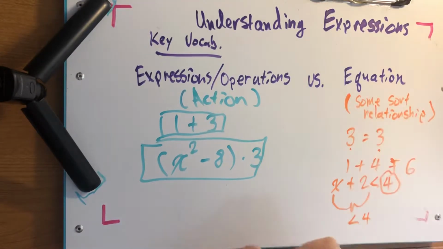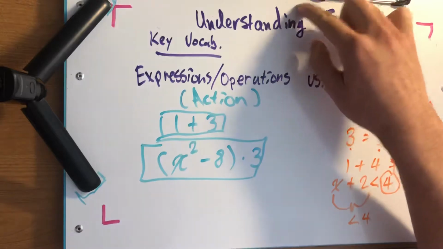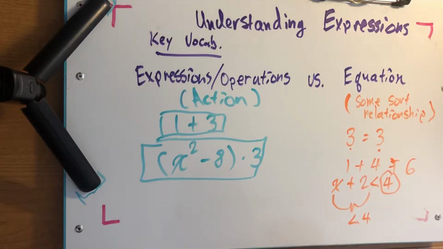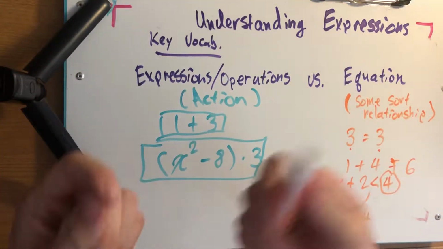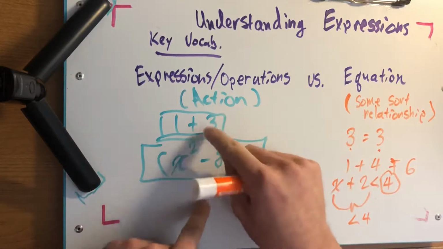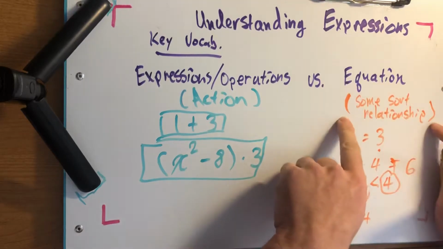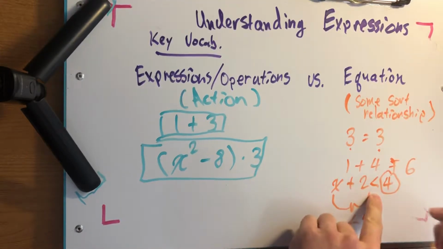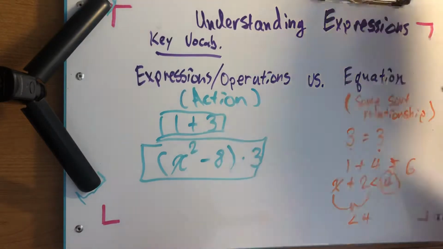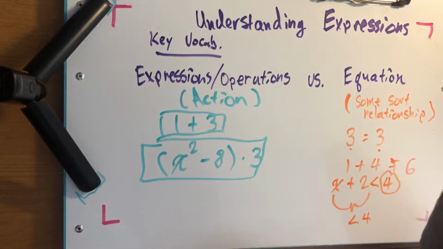And we'll talk a little bit more about some common problems we'll see, but right now we're just going to talk about the definition of each of these. An expression, or operation, is an action, something that's happening. An equation is some sort of relationship between two things. They could be equal, they could be less than, they could be not equal, and some other things that we'll cover later.